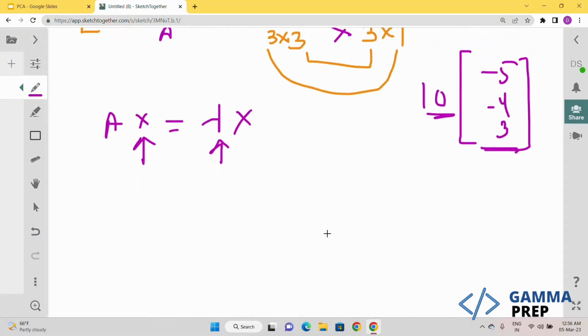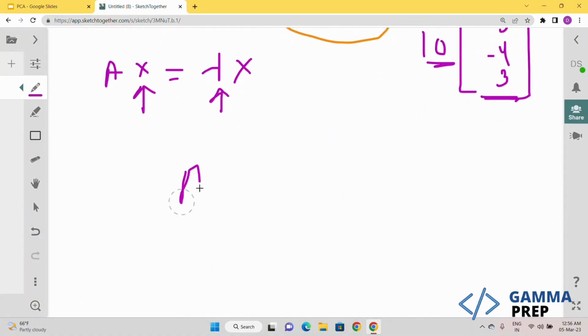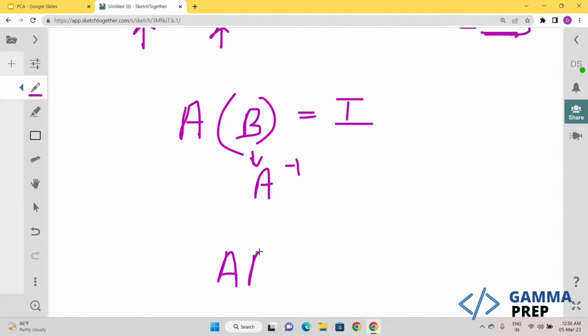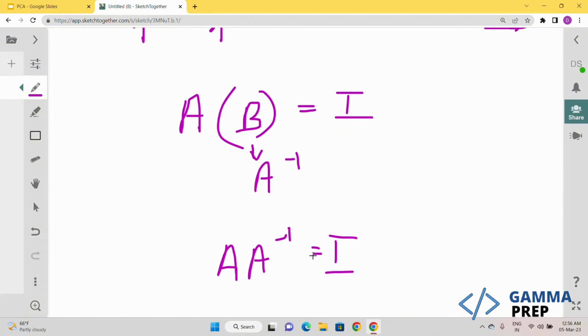Now, one more concept. If you have A and you multiply it with B and you get the identity matrix, then this B is called the inverse of the A matrix. That is, you can write it as A inverse. Okay, so basically A into A inverse is the identity matrix. So A inverse is a matrix which, when multiplied by A, gives you the identity matrix.